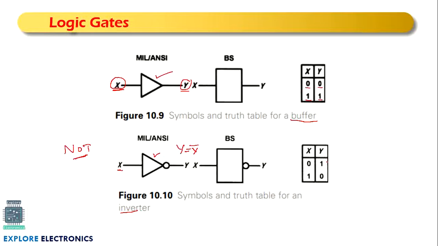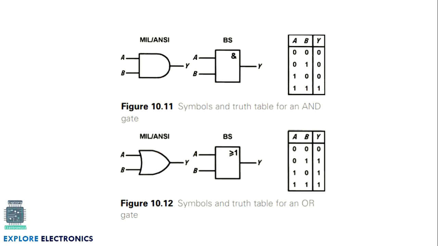So if X is 0, we are going to get 1 as output. If X is 1, we are going to get 0 as output. Means the NOT gate is a function where if my input X is there, it is converting that into X bar at the output. Next we have AND gate.